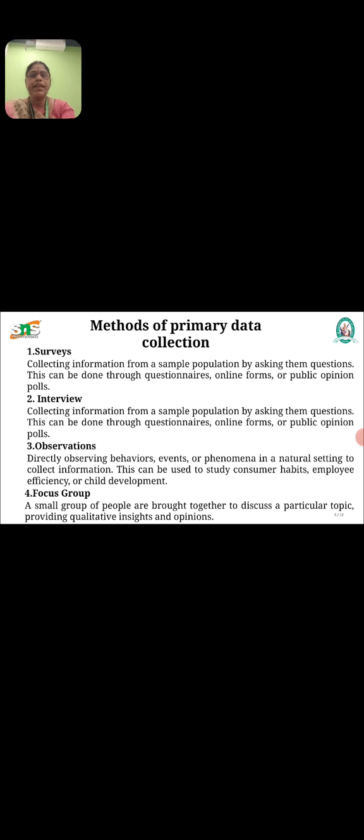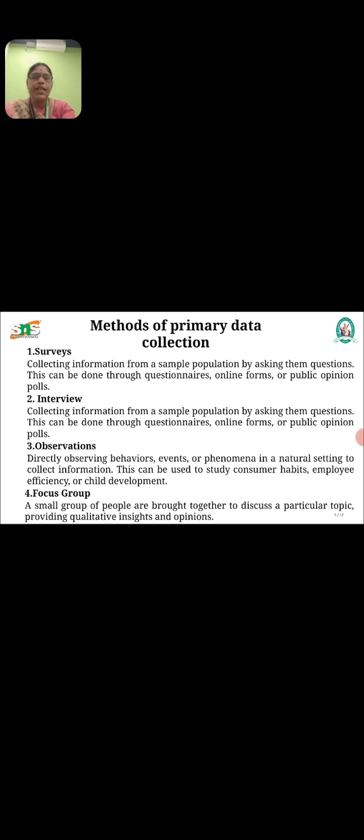What are the different types of primary data collection methods? Surveys, interviews, observations, and focus groups. Interviews might be in the form of a telephonic interview also, and in a focus group we are very focused towards one particular group, and we can collect the data whichever is needed for us. In detail, we will see the survey. A survey is collecting information from a sample population by asking questions. This can be done through questionnaires, online forms, or public opinion polls.